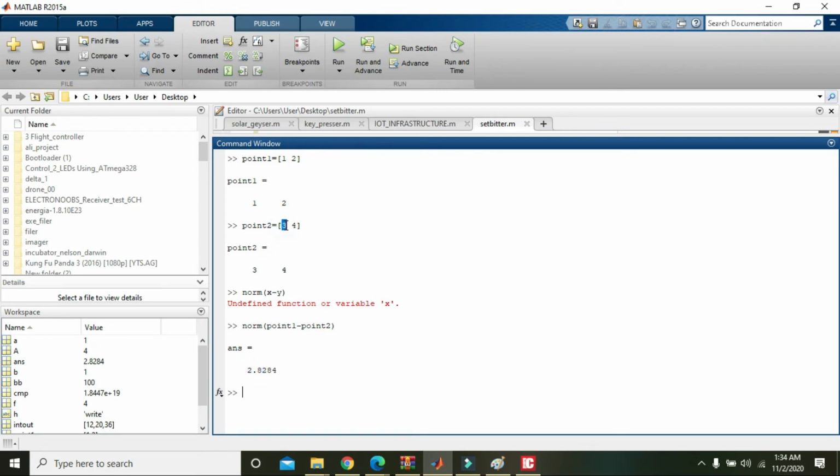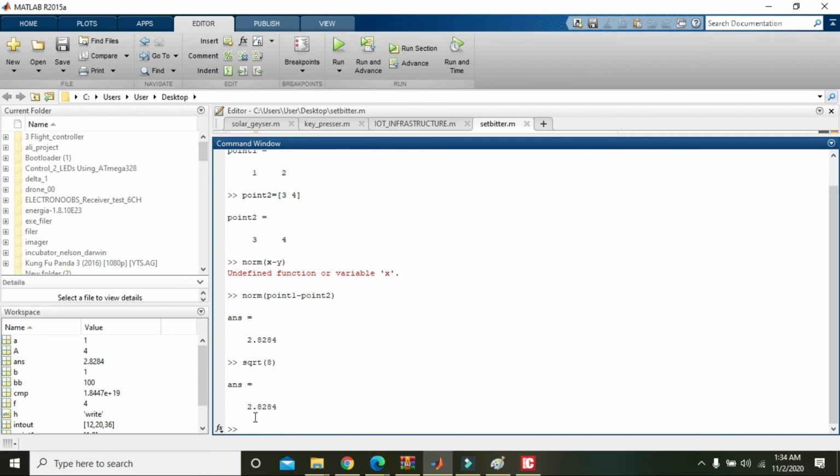So if we try to manually solve it, 3 minus 1 is 2, and 2 whole square means 4. 4 minus 2 is also 2, and 2 square is 4. So actually it is like under root 8. So sqrt of 8 will give us the same thing.